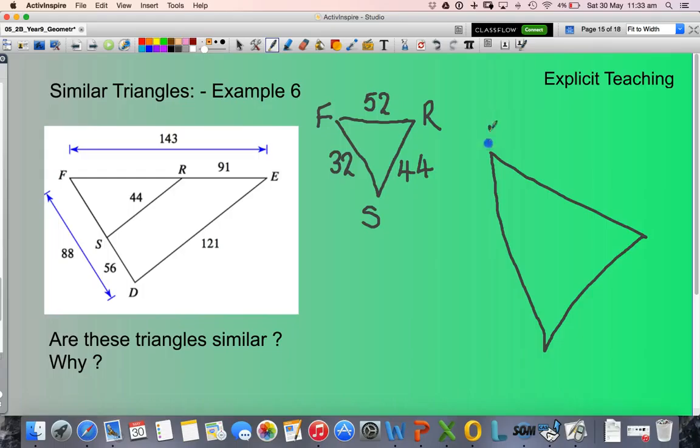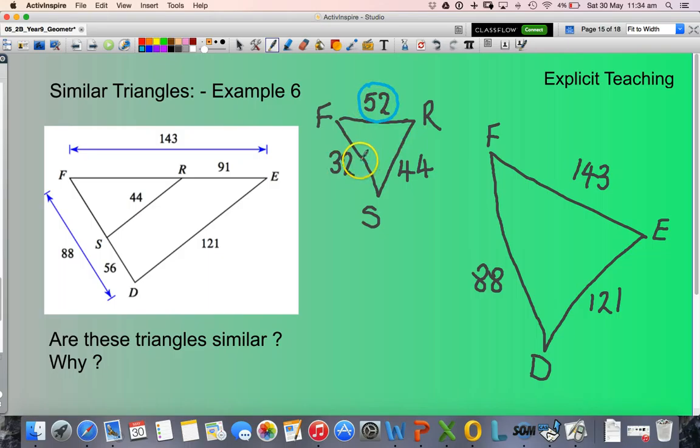right, this one will be F, E, D. Now I'm provided with all the lengths here, 121, 143, and 88. So let's just look to see whether these ratios are consistent. So I'll see if I can get just another pen color. 52.